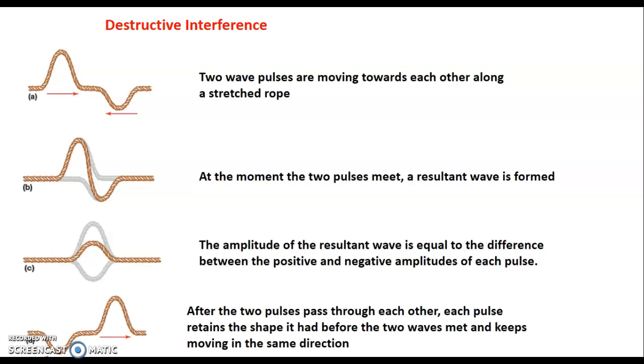And finally, after the two pulses pass through each other, each pulse retains the shape it had before, and the two waves keep moving in the same direction. They do not reflect. In this case, they do not reflect because there are no boundaries.